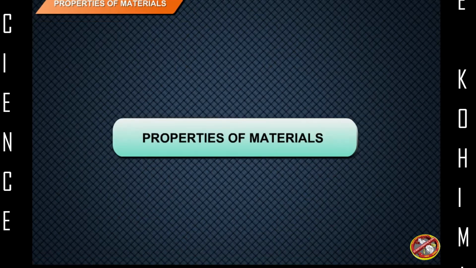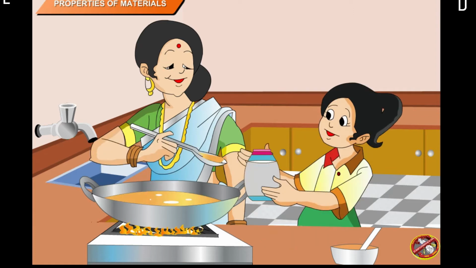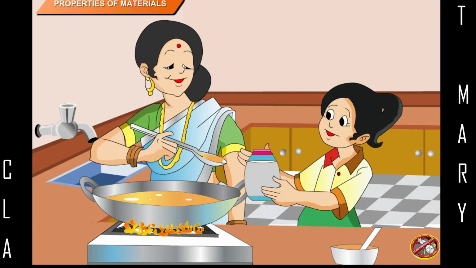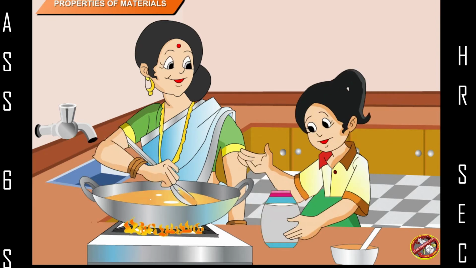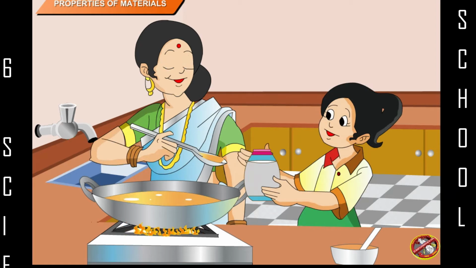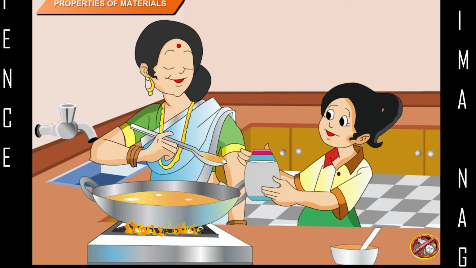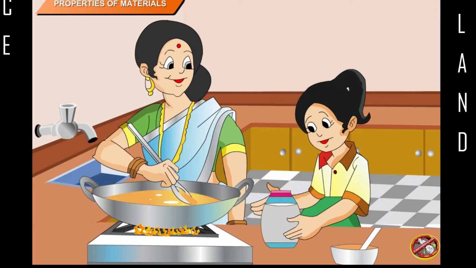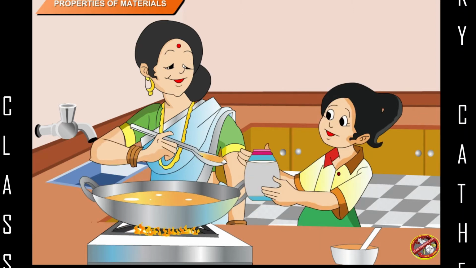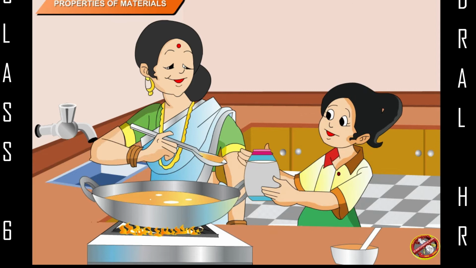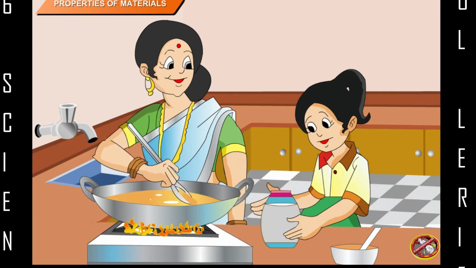Properties of materials. We use metals like steel or aluminium to make utensils for cooking purposes, but we will never use paper for making such utensils because paper utensils will catch fire when placed on the burner or gas stove. Hence, we choose a material to make an object depending on its properties and the purpose for which the object is to be used. In this context, let us read about some important properties of materials.